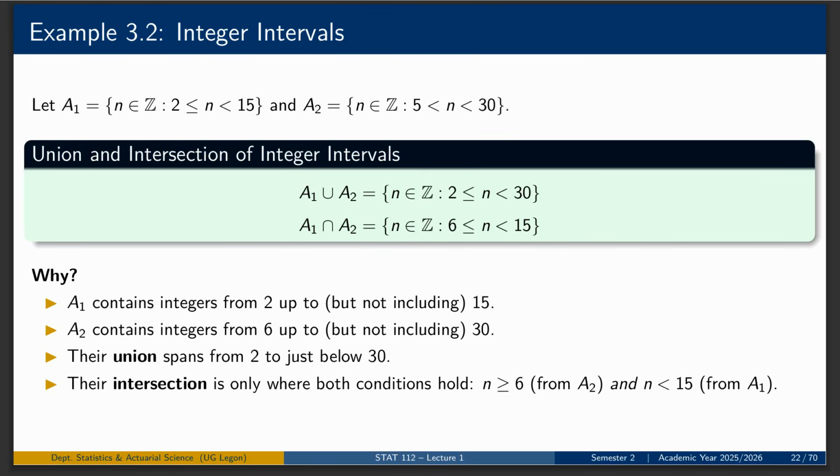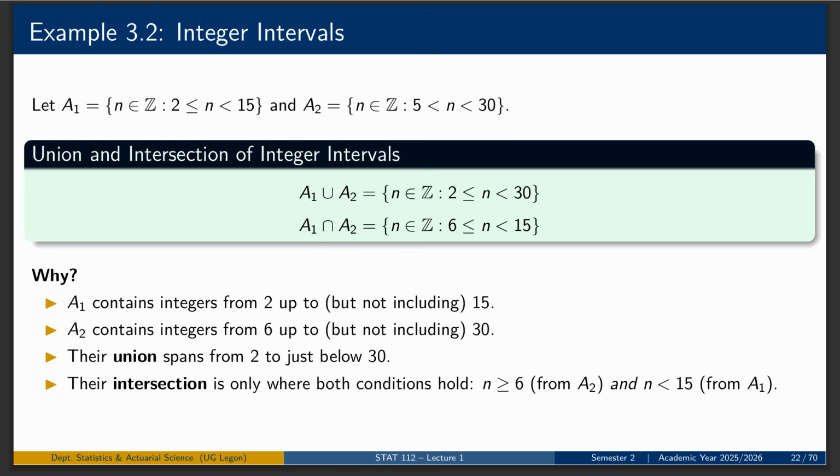Okay, integer intervals. We have numbers between 2 and 15, and also 5 to 30. So the union and intersection of the intervals: A union B will be n belongs to the real numbers, and it should be between 2 and 30 because it's an overlap. And also, you start from the minimum to the maximum.